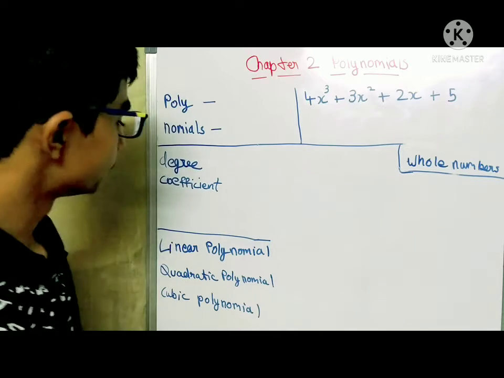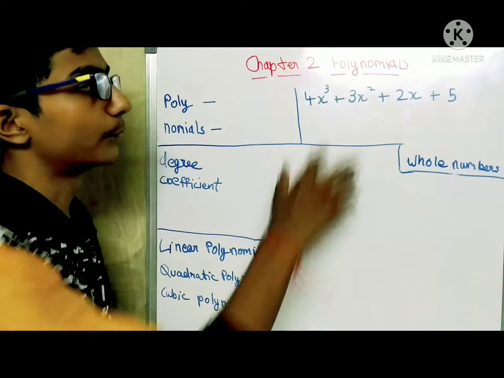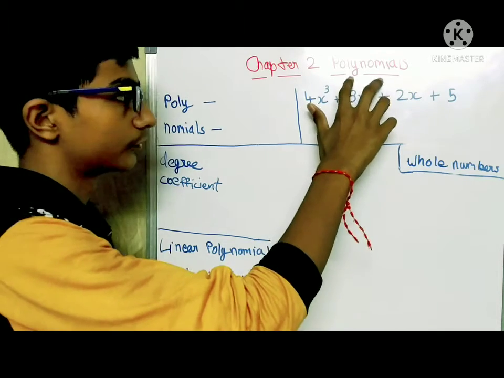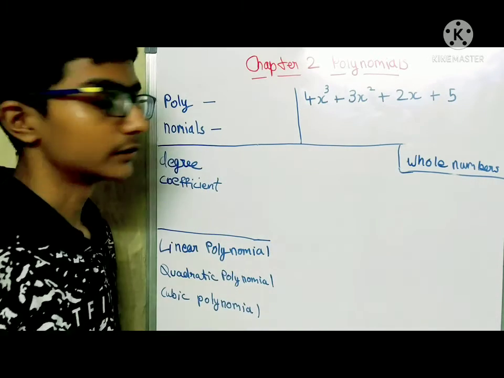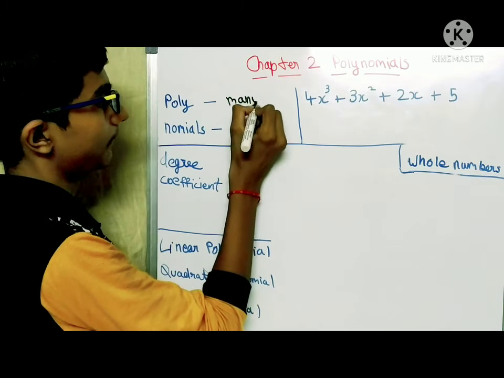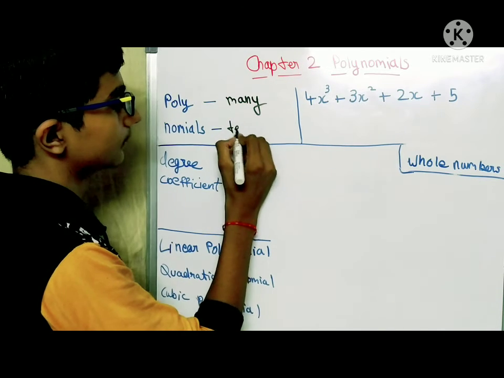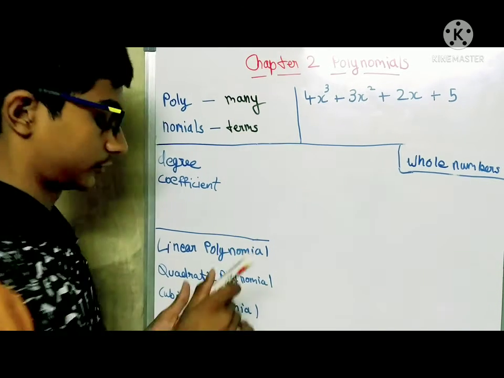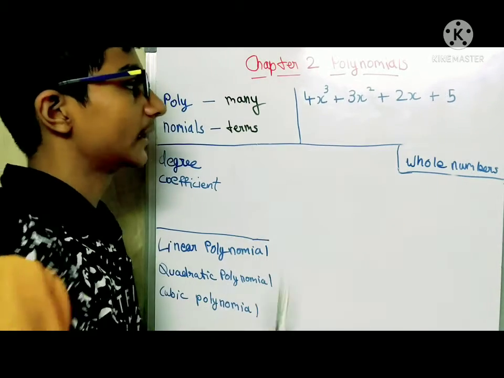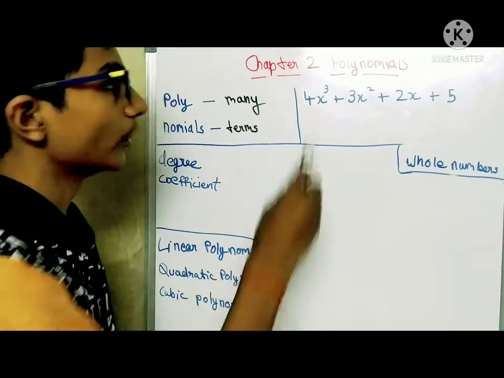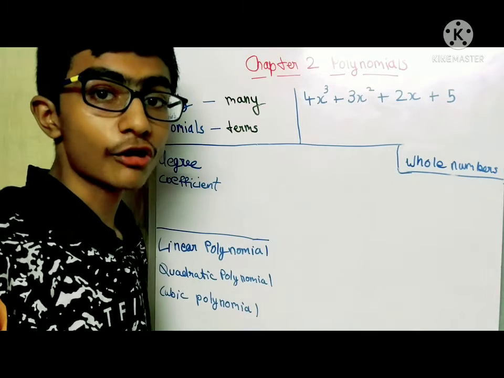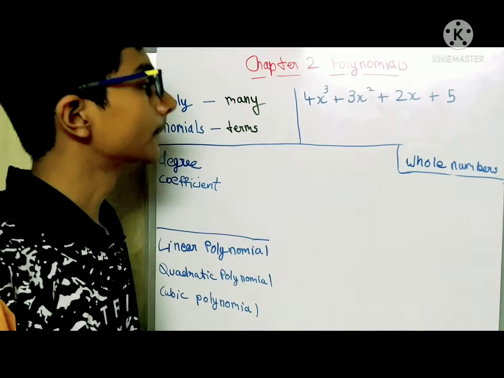So first of all, what are polynomials? The word polynomial is divided into two parts, poly and nomial. Poly means many and nomial means terms. So simply, polynomial means many terms. How do we identify whether an equation is a polynomial or not?